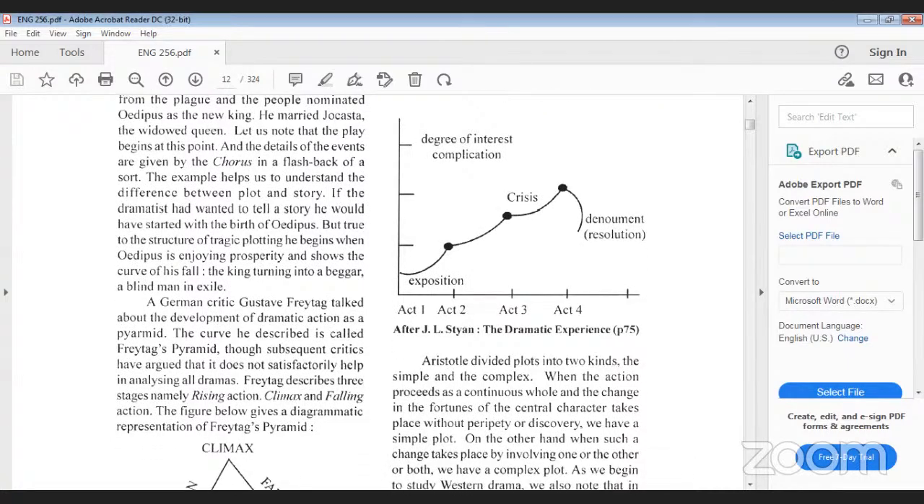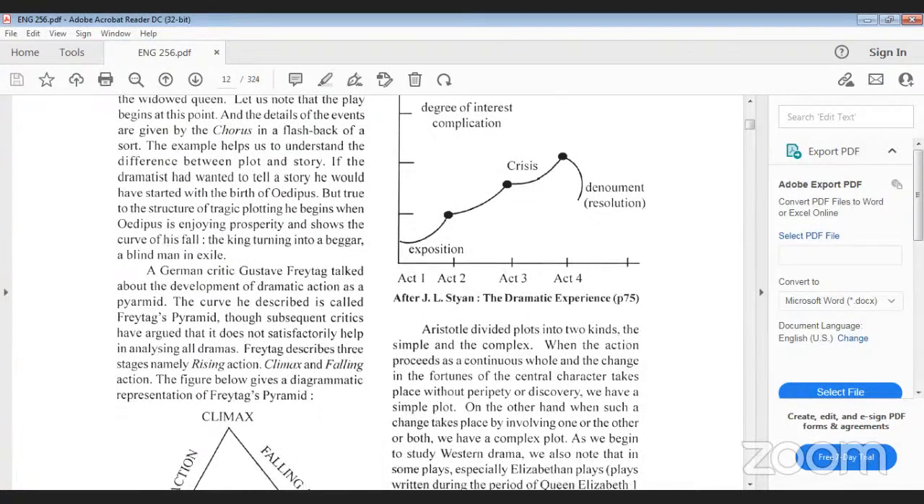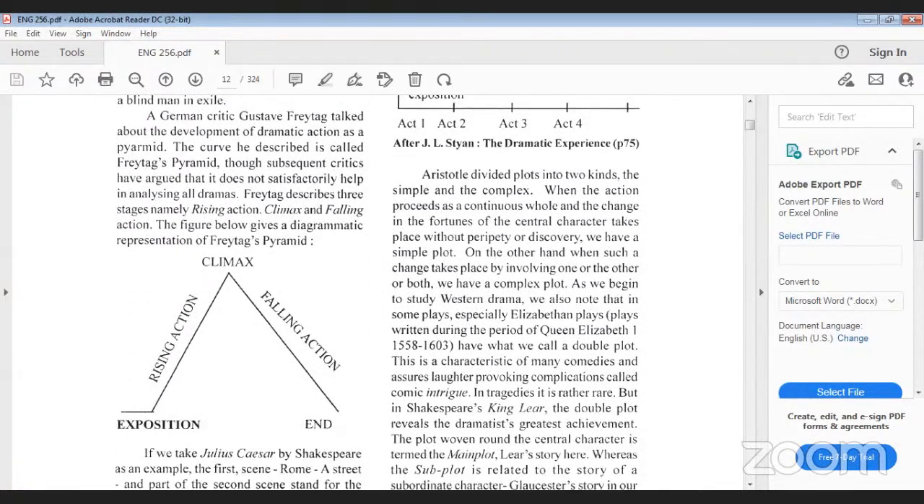Climax and falling, म्हणजे the figure below gives a dramatic representation of the stages of Freytag's pyramid. So how is it? It is shown in a triangle form. Okay, exposition, and what is the exposition of the movie, rising action, climax, and then a falling action, and then the end of the story. This is Freytag. Freytag describes the stages, 3 stages. You should remember, they can ask you to explain this in the exam also. Okay, what is Freytag?